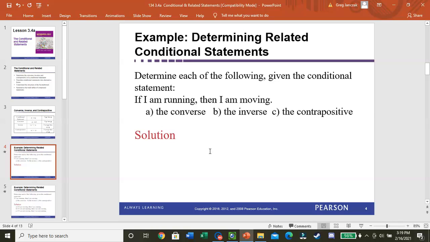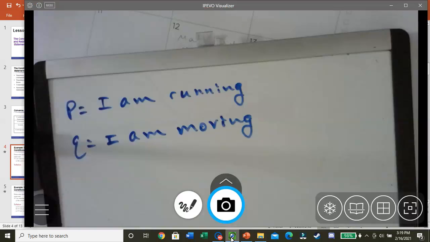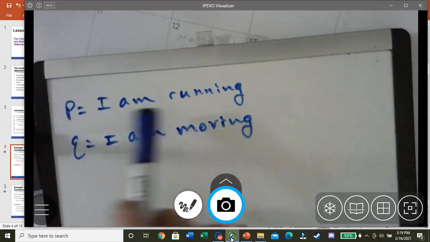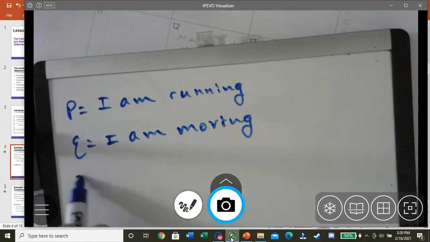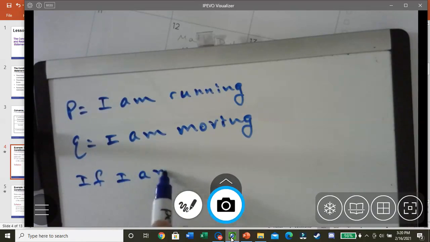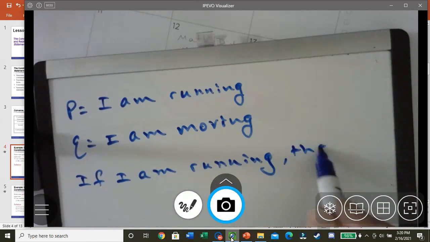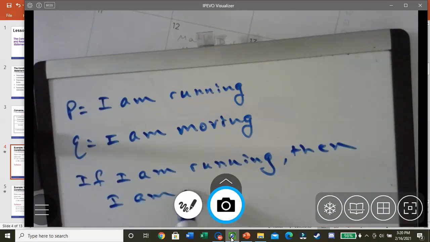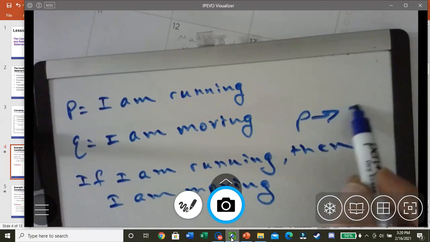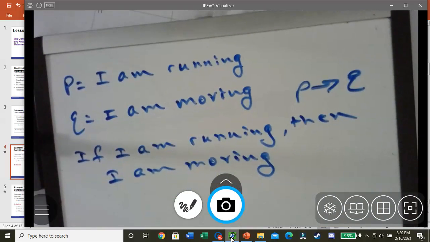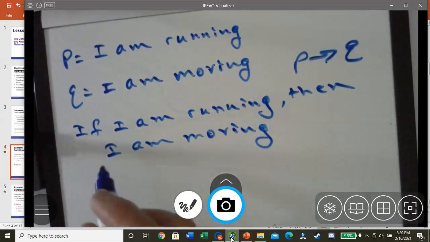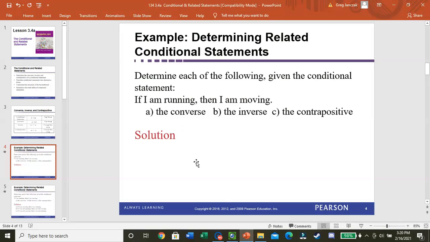Okay, so what I like to do is go ahead and write it down. So if I am running, comma, then I am moving. Okay, so this is your original if P then Q statement. Okay, so now they want us to write the converse.